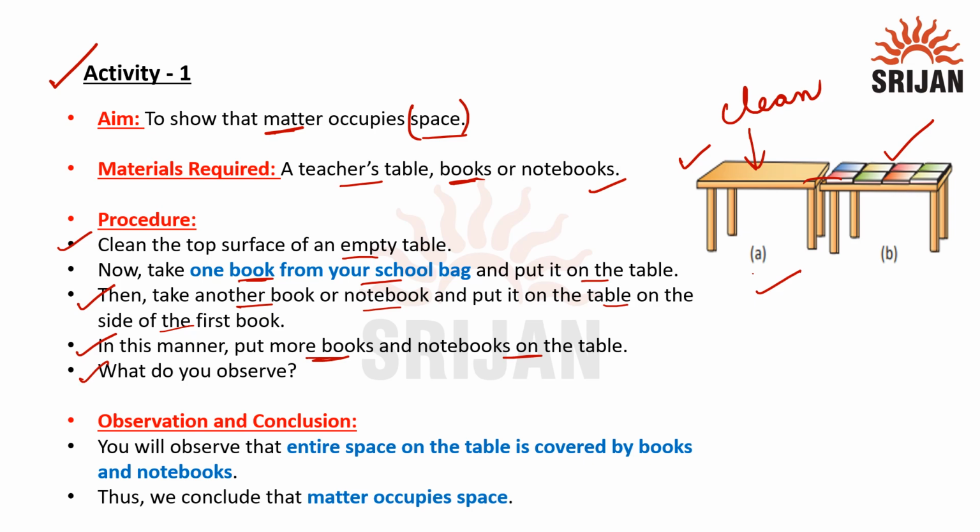Let's understand the observation and conclusion. You will observe that the entire space on the table is covered by books. You can see here, this is the empty table and this entire space is covered by the books or notebooks. Thus we conclude that matter occupies space.